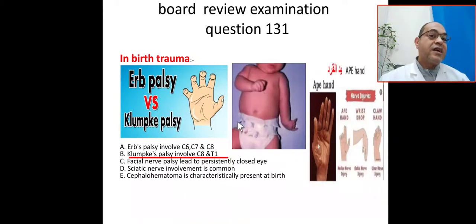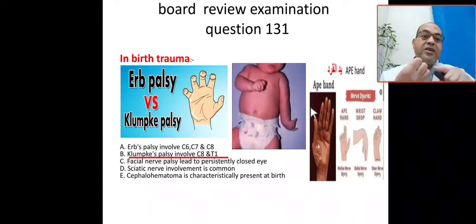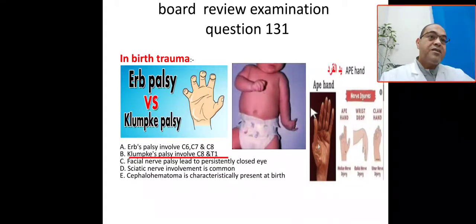The clinical symptoms and signs: it will be the waiter's tip position, also called the policeman's tip or waiter's tip, as with a waiter who holds his hand behind him to receive a tip. It will be the waiter's tip position. This is common in Erb's palsy. Claw hand or ape hand will be common with Klumpke's paralysis. So the first differential point between Erb's and Klumpke's is the site of the lesion. In Erb's, C5 and C6, and sometimes C7, and in Klumpke's, C8 and T1. This is the first differential point.